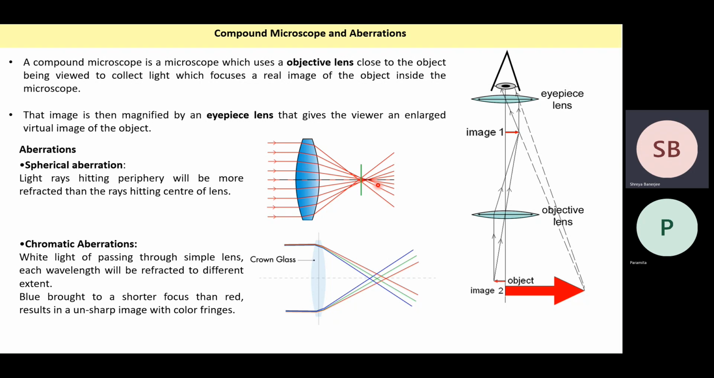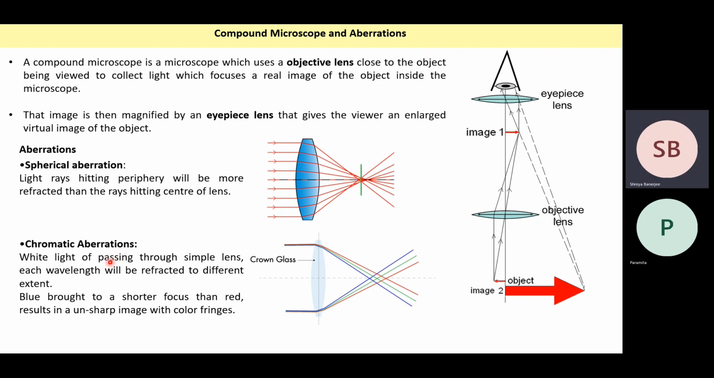If this is the case, then you will get a very blurry image. Because if you look at this example, this is the case when the light rays are meeting at a single point. Only if it is meeting at a single point will you get a clear image of the object. Otherwise, if they crisscross each other like this, a blurry image of the object will be formed.